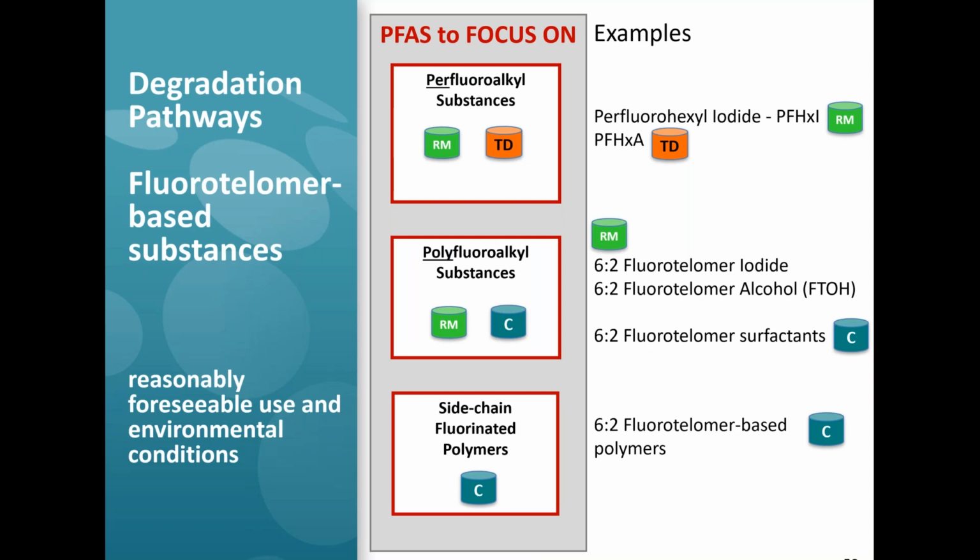Perfluorohexanoic acid is a terminal degradation product. Not a raw material, it's not used to make these products, it's not present in them functionally, it's a degradation product. For the polyfluoroalkyl substances, the telomer iodide, the 6,2 iodide, the 6,2 alcohol, those are raw materials, building blocks for making things like fluorotelomer-based surfactants, which are the product level type stuff, the commercial substance level type things in these polyfluoroalkyl substances category.